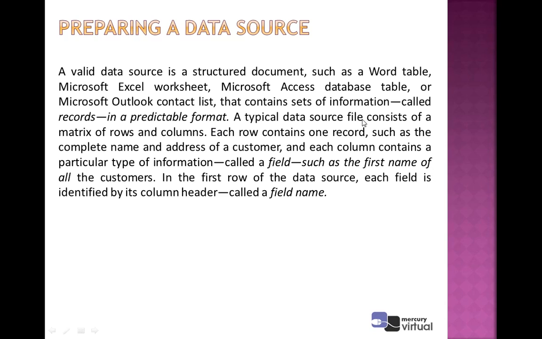A typical data source file consists of a matrix of rows and columns. Means a data source file consists of rows as well as columns. Each row contains one record, such as the complete name and address of a customer, and each column contains a particular type of information, such as a field.